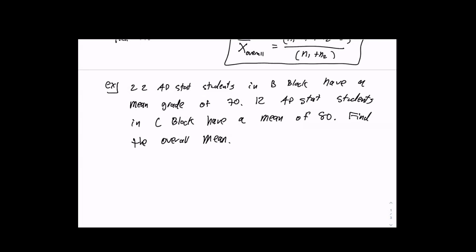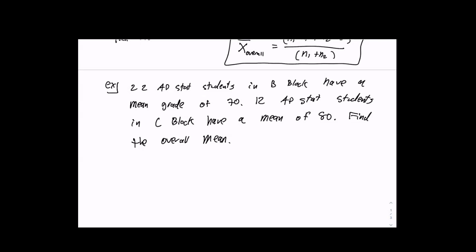There's one student in period B, and there's one student in period C. One student got a 70, one student got an 80. Their average would be... Is it 75? It would be 75, right in the middle. All right. If there was an equal number of students, it would be a 75.